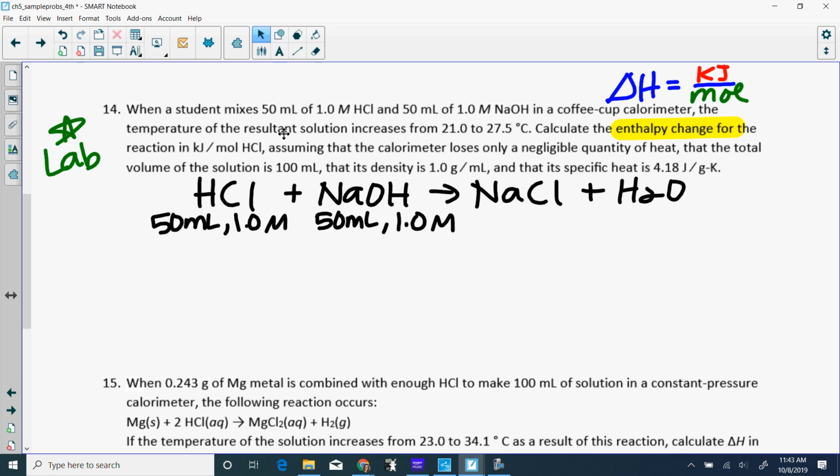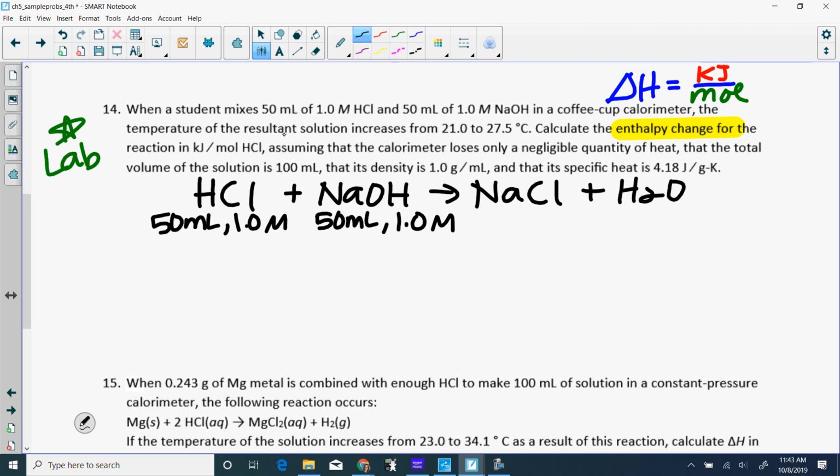Assuming the calorimeter loses a negligible quantity of heat. When we do an experiment in a coffee cup, we're making the assumption that all the heat from the system is released into the water, and I'm measuring it. But it's kind of a big assumption because the cup is going to absorb some of the heat, right? Not all the heat is going to make the water hotter, okay? So it's going to give you a line like that, and it just means you can ignore that.